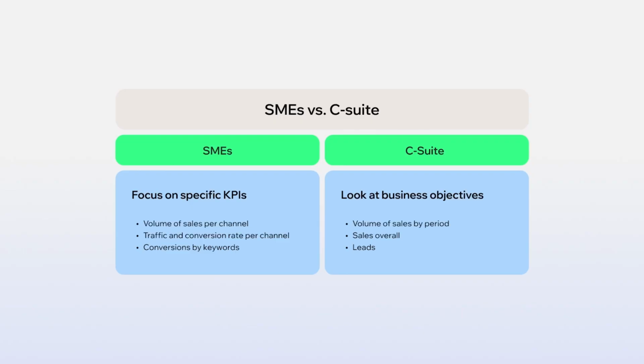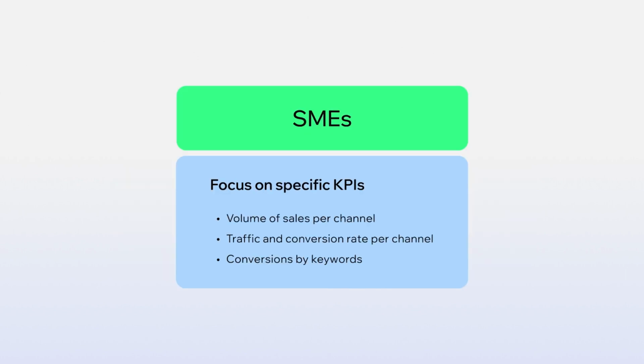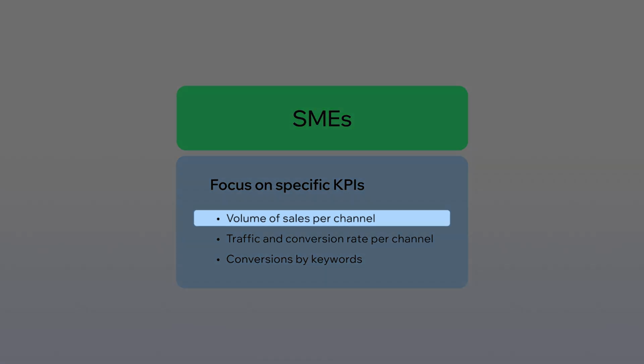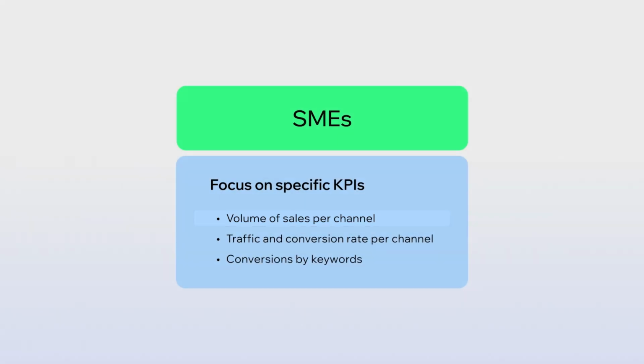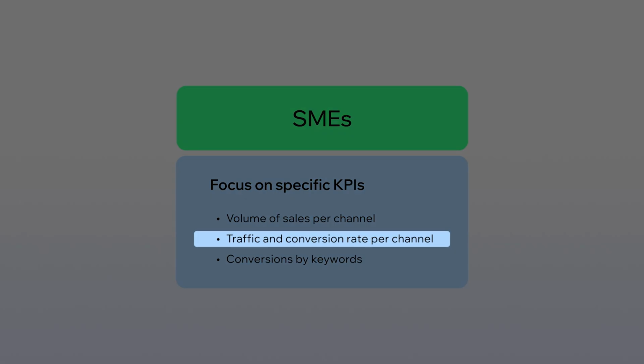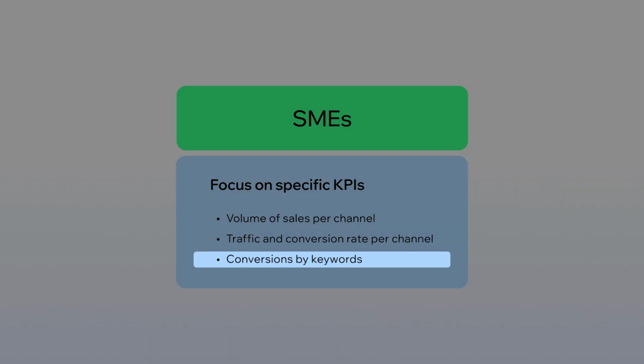Now, let's talk about two different audiences, SMEs versus C-suite stakeholders. SMEs often need more details that are focused around specific, actionable insights that are tied to business outcomes, like volume of sales per channel against target, traffic and conversion rate per channel, conversions by keyword. Often, these need to be time-bound or related to a specific period of time that the report covers.